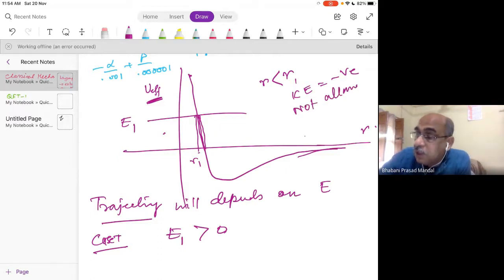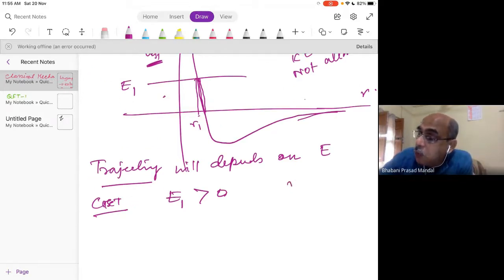The particle can exist on this side. So in this situation, case 1, R should be greater than R1. The particle exists here. Okay, good. This you understand.